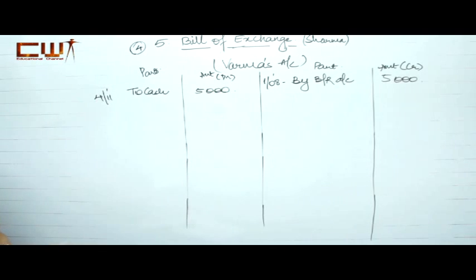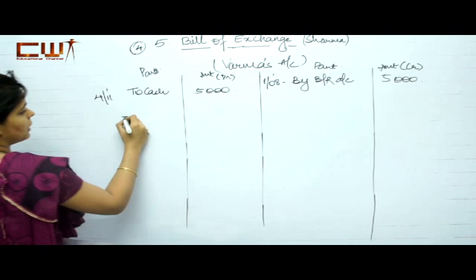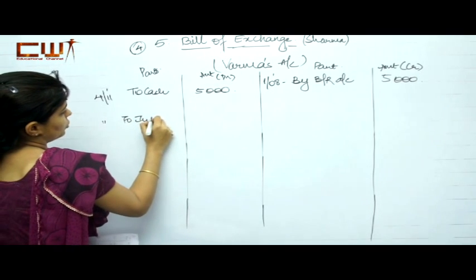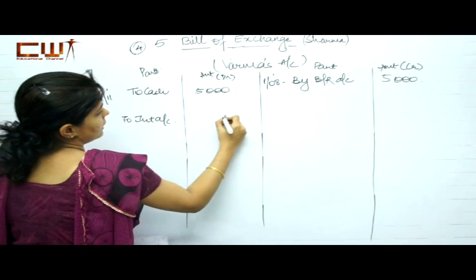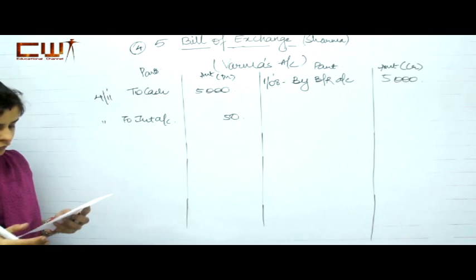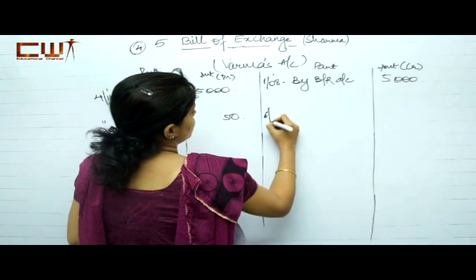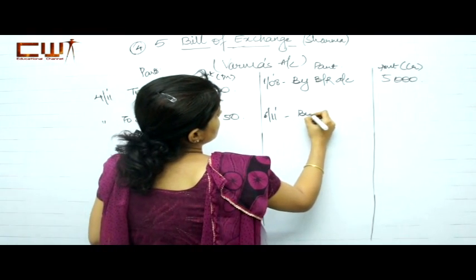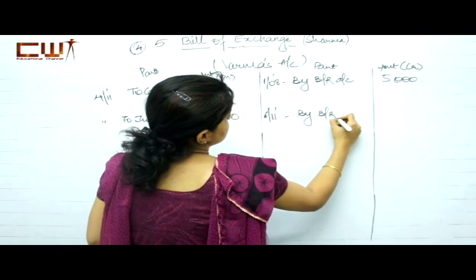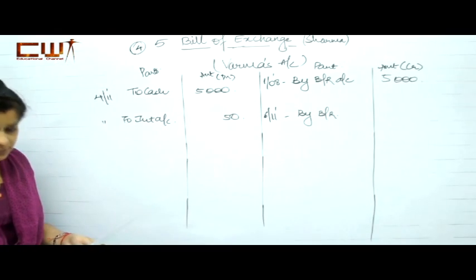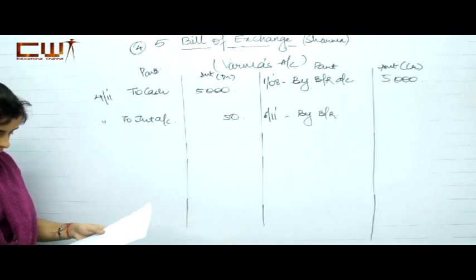Next you have interest also. You have to interest account, the same date. How much is the interest? Rupees 50. Anything from Verma? Yes. By bills receivable, 6th November you have. On 6th November you have the new bills. So by bills receivable account, how much is that for? 5,050.